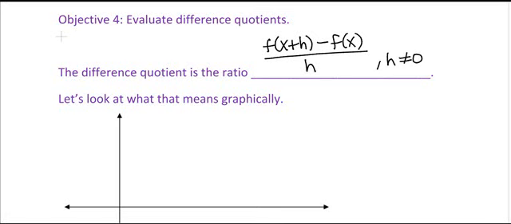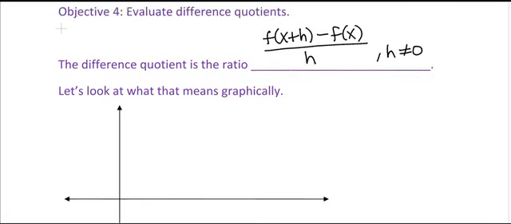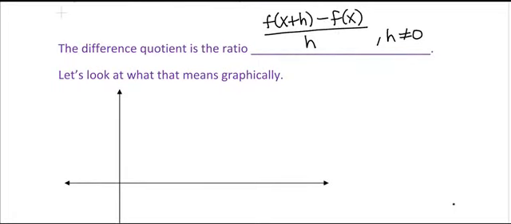Well, when you get into calculus, you're going to actually talk about letting that value of h go to 0. You're going to be talking about the limit as h goes to 0 of this type of expression. But for right now, let's not even worry about that. I'm not going to get into that in this course. Let's talk about what it means graphically.